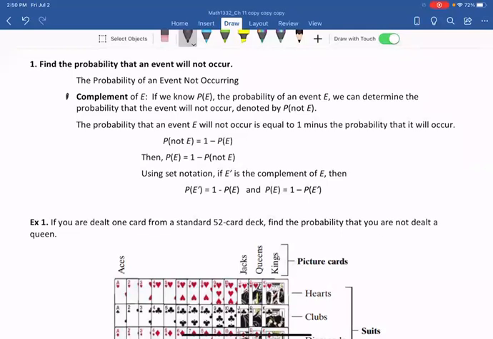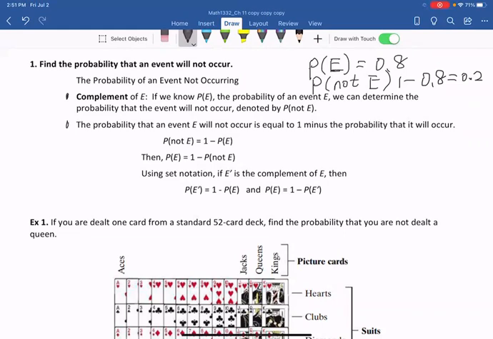For example, the event E is I will eat cereal this morning, and the probability of the event E, P of E, equals 0.8. I have 0.8 probability to eat the cereal. How about the complement? So P of not E equals 1 minus 0.8. That's 0.2. That means by the percentage, I have an 80% probability to eat the cereal, and I have a 20% probability of not eating the cereal.